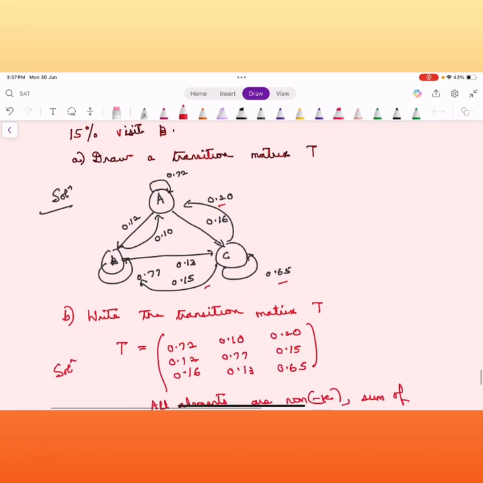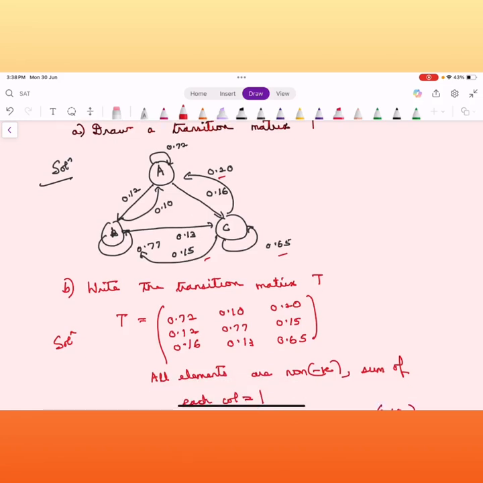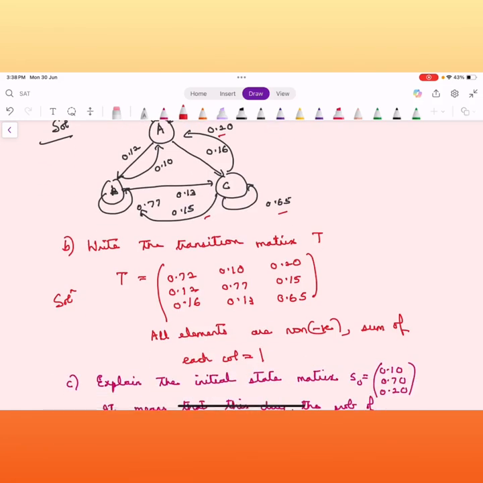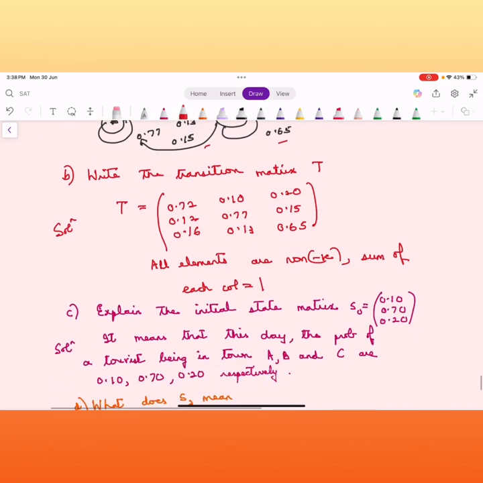So your transition matrix T will be, the first column will be the entries for A: A goes to A is 0.72, A goes to B is 0.12, and A going to C is 0.16. The second column will be the entries of B, that is B going to A is 0.10, B going to B is 0.77, and B going to C is 0.13. Likewise for C, C going to A is 0.2, C going to B is 0.15, and C going to C is 0.65. And all the elements are non-negative, and you can check that the sum of each column is 1.